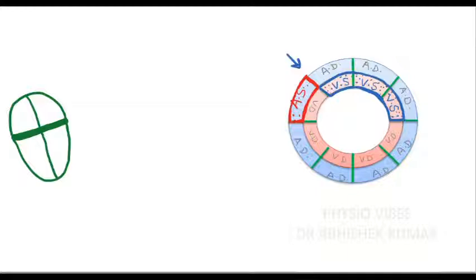This is our four-chambered heart, in which this is the right atrium, left atrium, right ventricle, and left ventricle. The apex of the heart is attached to the diaphragm by a ligament. The atria and the ventricles are separated by an AV septum.